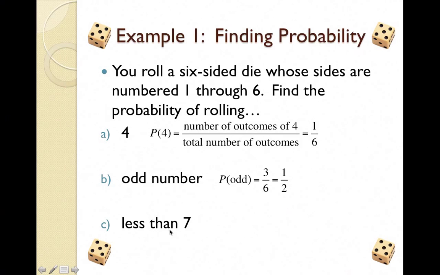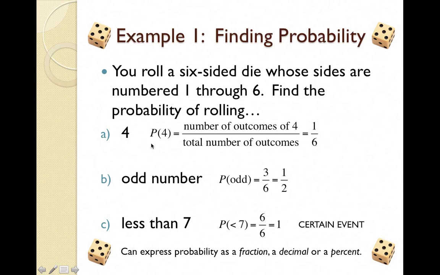In part C, the probability of rolling something less than 7, well, all of the numbers on the die are less than 7. So I have 6 ways of having this event occur over 6 possible different ways. This reduces to a probability of 1, and that makes this a certain event. Every time I roll the die, I am certain to get something less than 7.